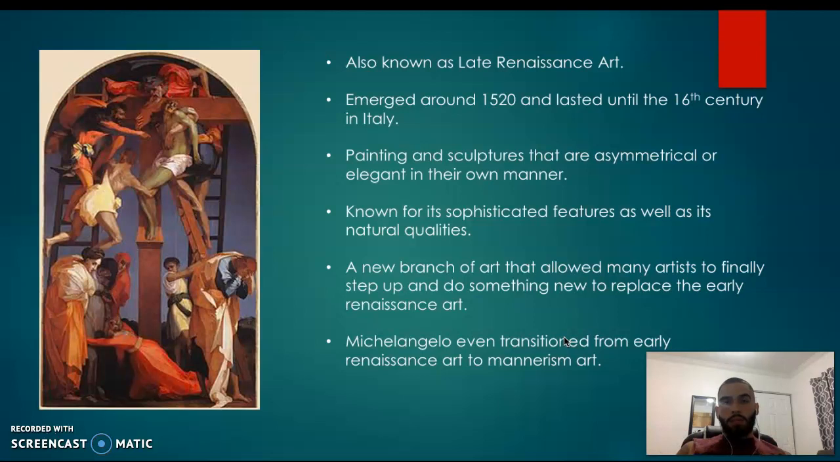Around that time, it was a new trend that came out of nowhere, and it was hard for people to catch up on. But there are always going to be people that support the old-fashioned way versus the new-fashioned way. So that's basically how it was back in the day with Mannerism art and early Renaissance art, because early Renaissance came first, and then Mannerism art came right after.